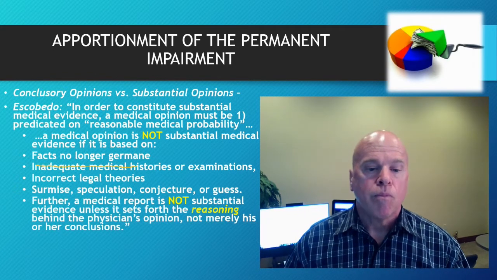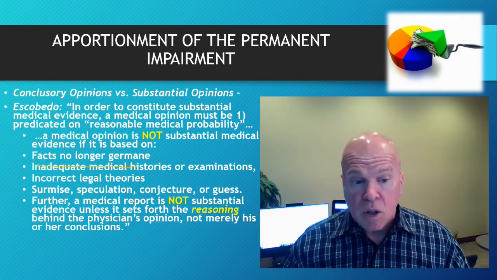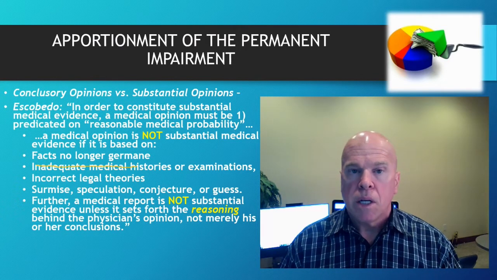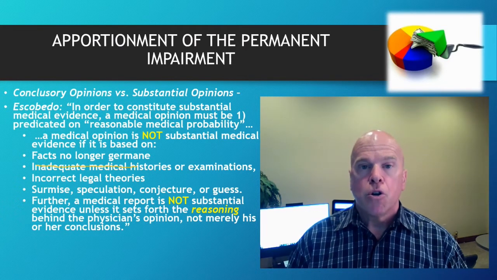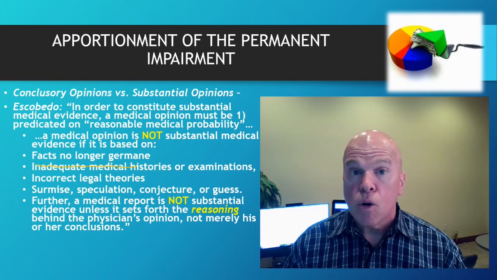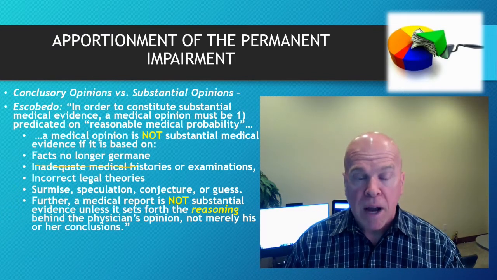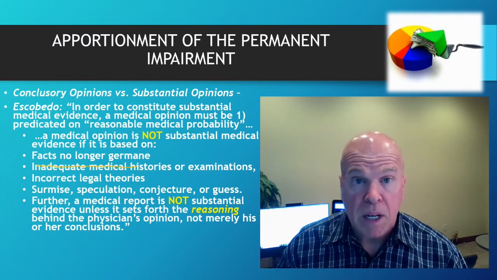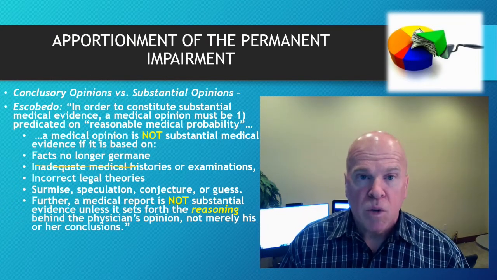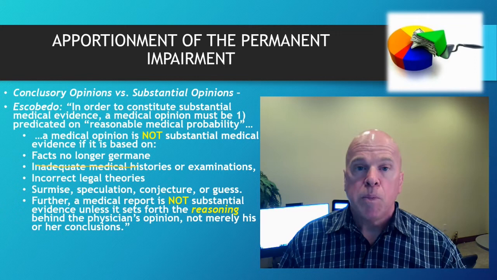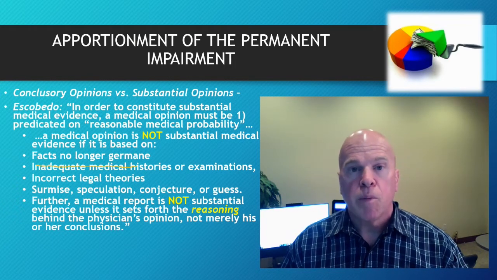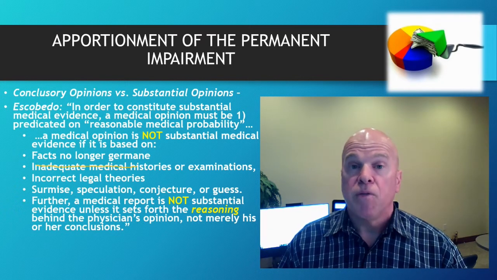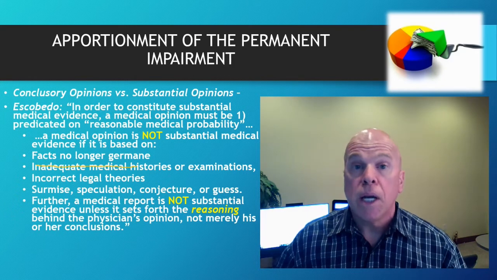Finally, a medical report is not substantial evidence unless it sets forth the reasoning behind the physician's opinion, not merely his or her conclusion. So I'm suggesting that you begin your apportionment determination with the following phrase, which will begin to comport with all of these criteria described in Escobedo. You would say, in my opinion, within reasonable medical probability, 50% of the apportionment, 50% of the permanent impairment is due to the April 1st, 2020 industrial injury, comma, and 50% is due to other factors, period.